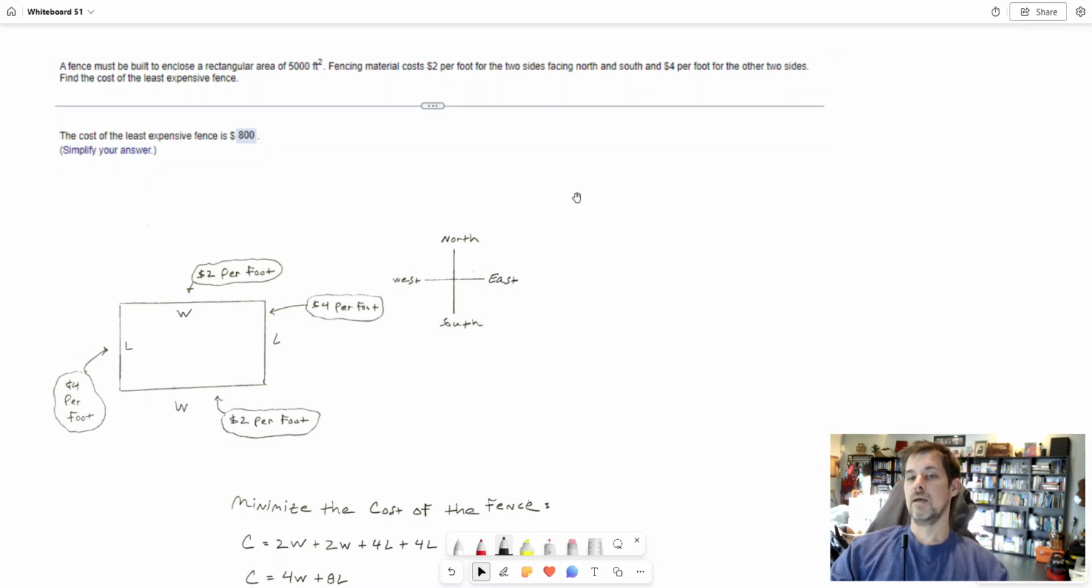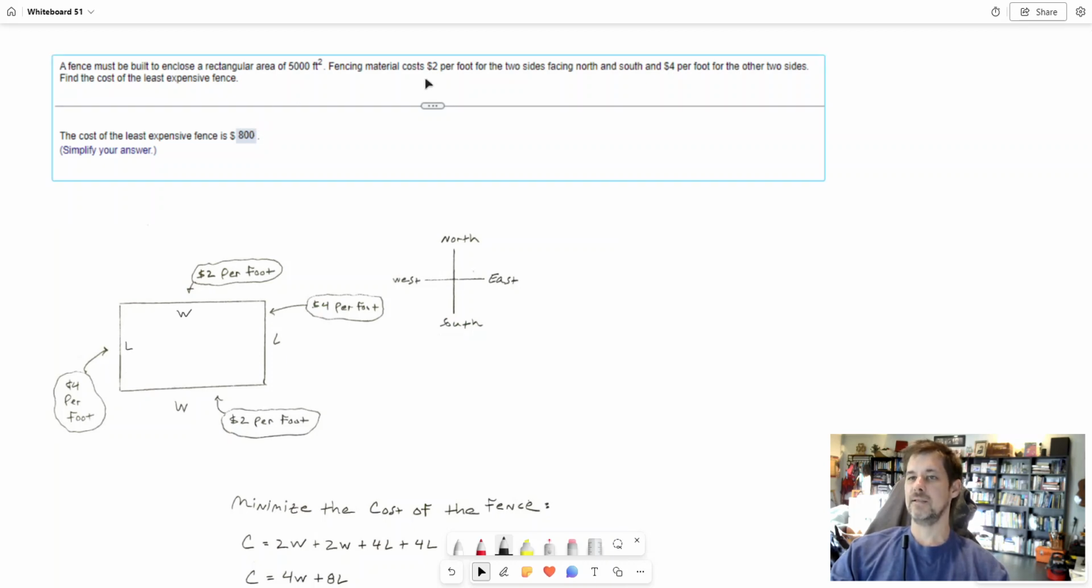So what I did was I started with a drawing because I think it makes it easy for me to explain things, and I drew a rectangular area. That's what it says we're trying to fence, and it's got a width and a length. So two widths here and here, and two lengths here and here.